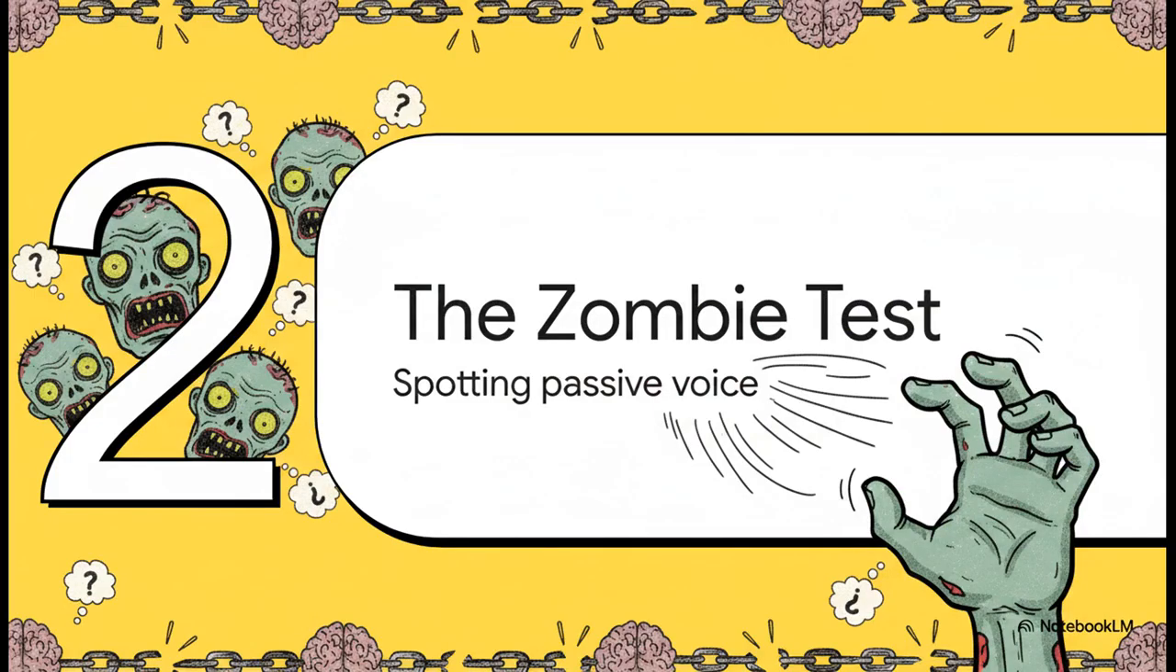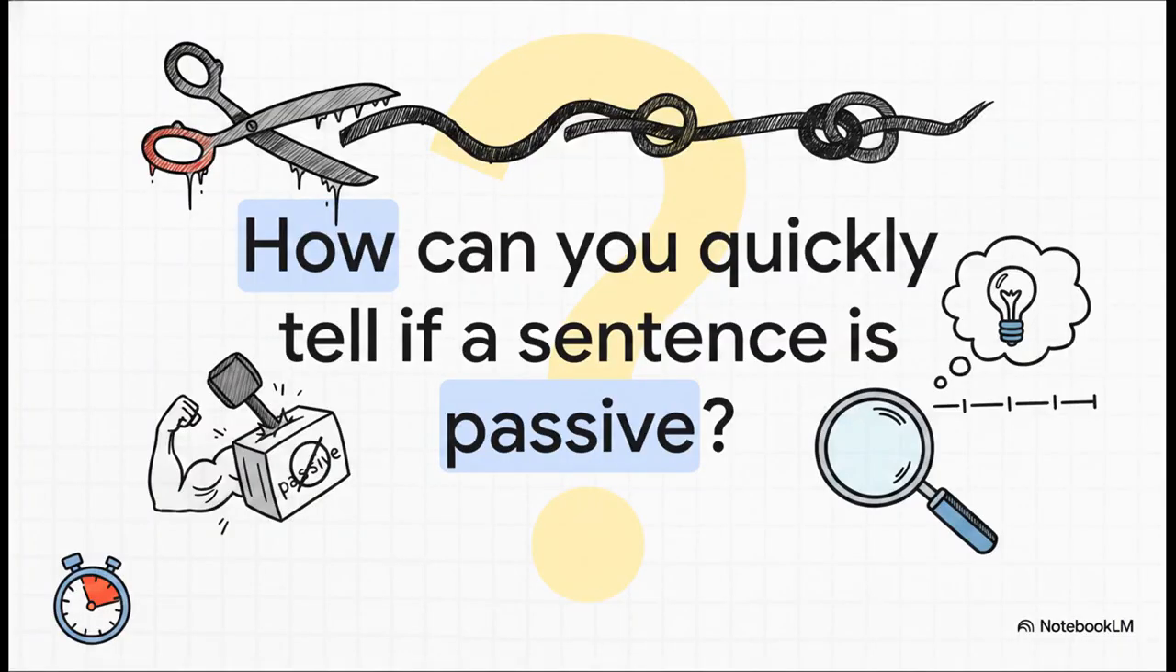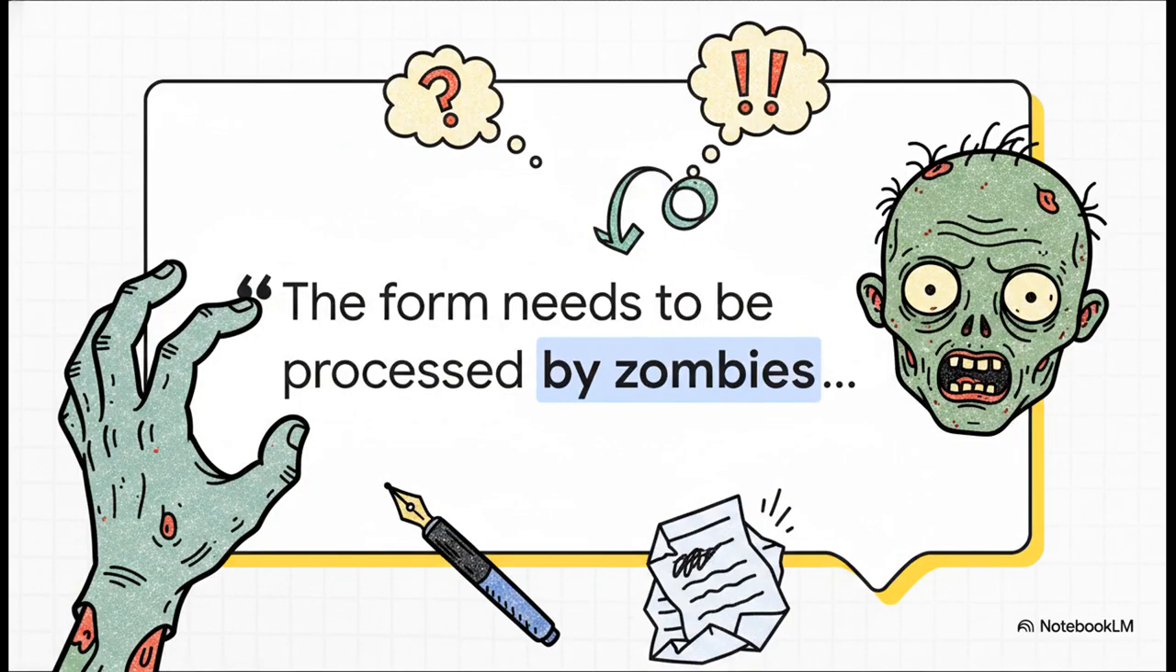Which brings us to section 2, the zombie test. This is a genuinely foolproof method for spotting the passive voice. So before a sneaky passive sentence completely ruins the pacing of that brilliant email you're drafting, you really need to ask yourself this question. And the good news? You don't need to diagram the sentence like an English major to figure it out. You just need one very specific, slightly gruesome tool. Enter the highly memorable zombie test.